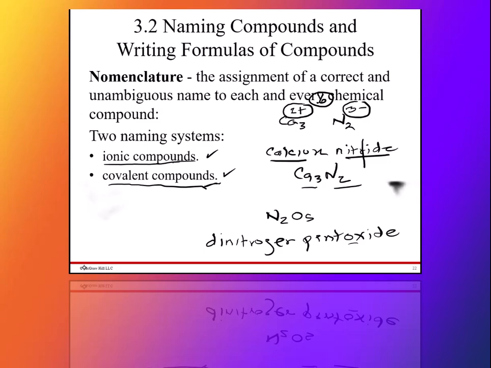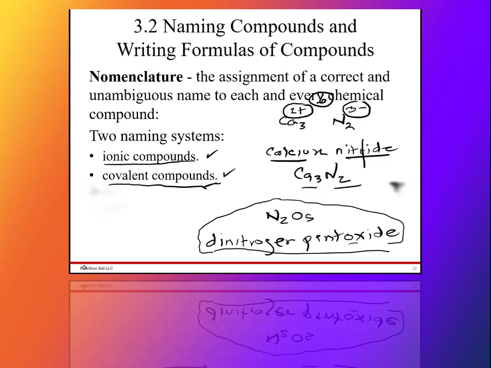So different naming system for nonmetals, and the reason why is there are no charges to go by. Ionic compounds, you don't say how many of each ion you have because you have the charges to determine how many of each ion you need. So that's it in a nutshell, but let's go through it.